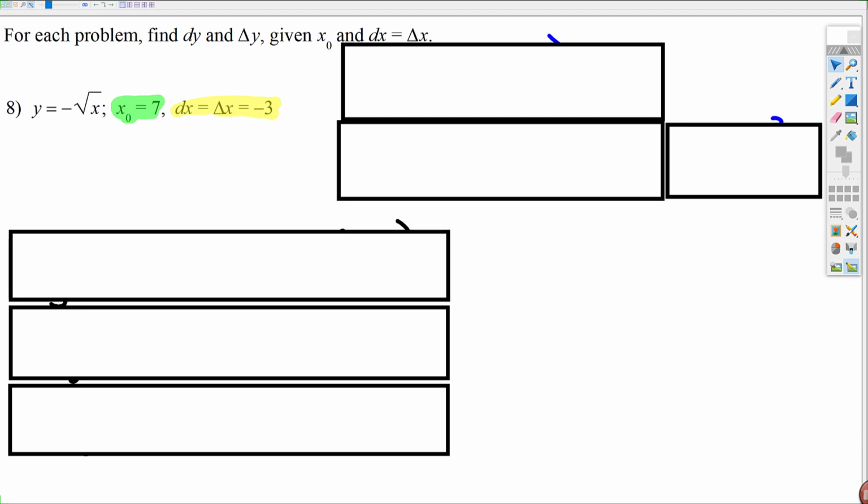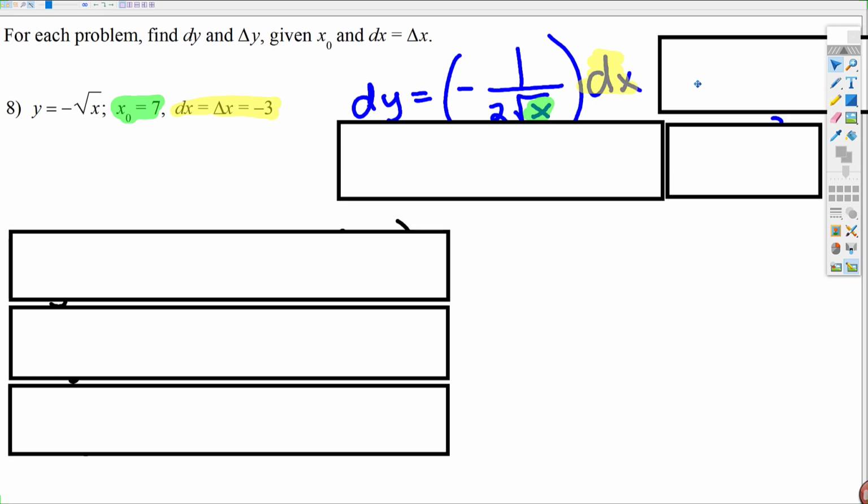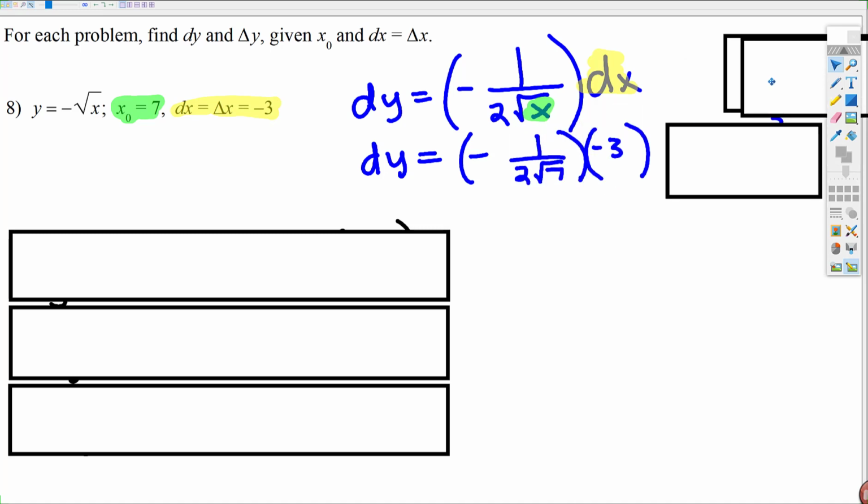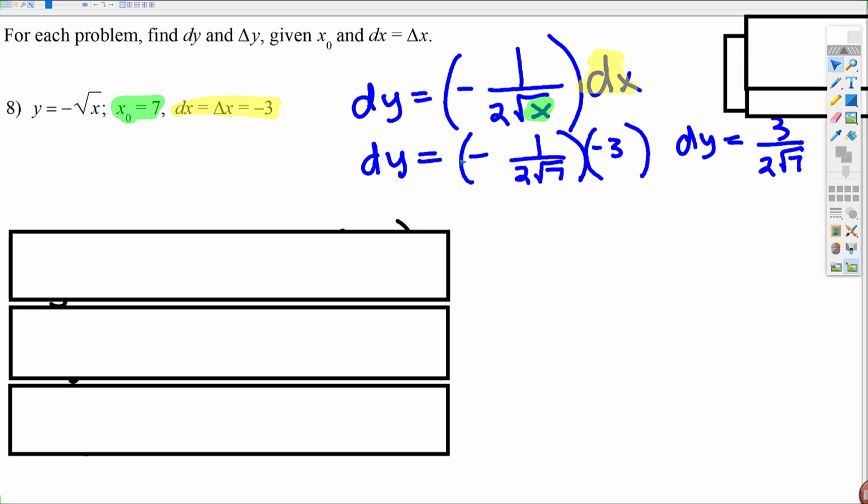All right, now we're going to try one with a square root function. So a negative root x, and when you take the derivative of that, remember it'll be negative 1/2 in the denominator times the square root of x dx. And then where the dx is, you plug in the dx value. Where the x is, you plug in the x value. So then we have dy is equal to negative 1 over 2 times square root of 7 times negative 3. So when you multiply that, negative times negative is positive, so you have 3 over 2 root 7.